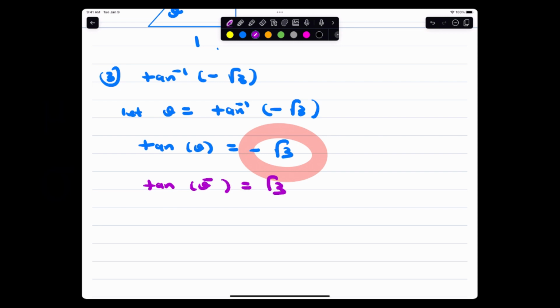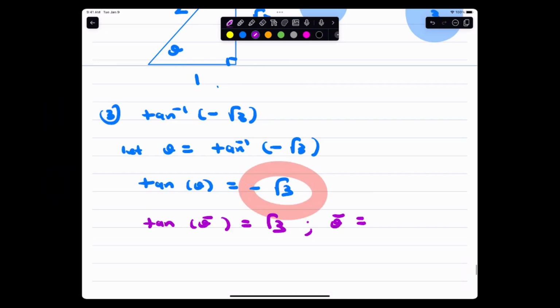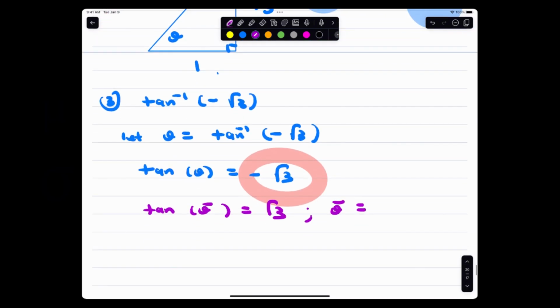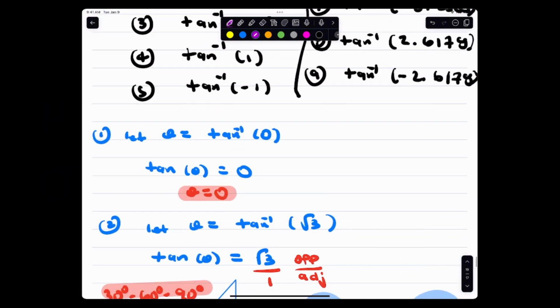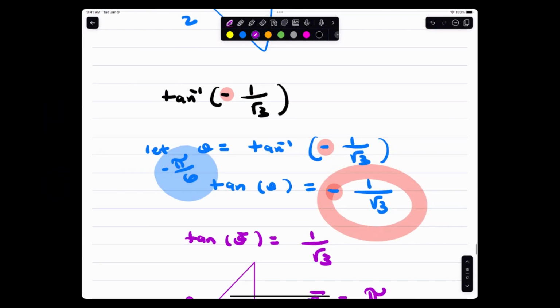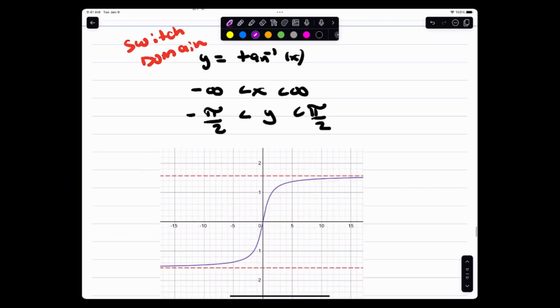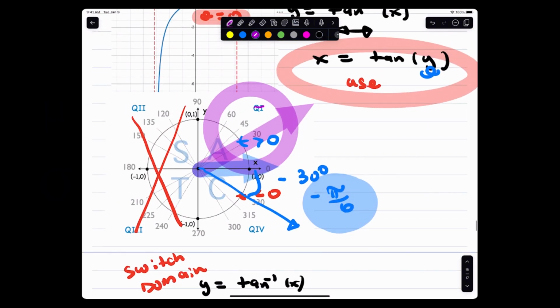We have to go to the reference angle. And we already know that that reference angle is pi over what? Pi over 3. Is that true? But that's the reference angle. That's not theta. That's the reference. So go back over here to that picture of All Students Take Calculus.